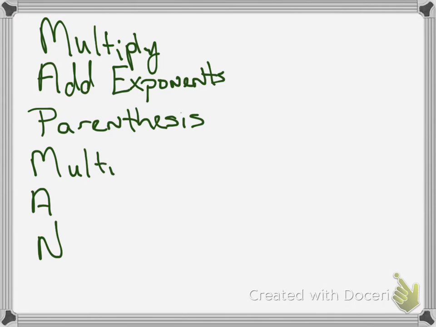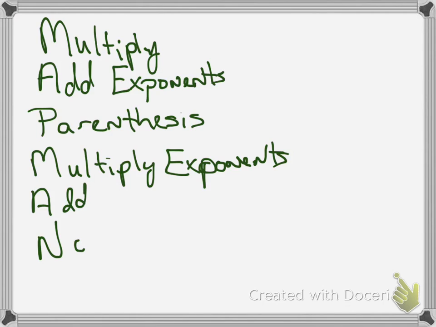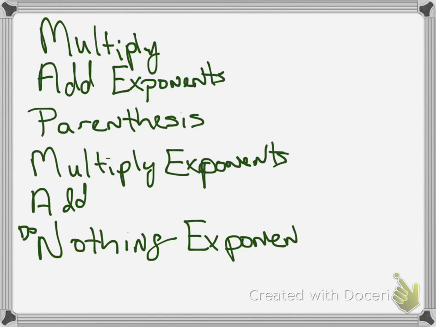And when you add, you do nothing with the exponents. That's just like combining like terms. So if I say x squared and x squared, I get 2x squared. I don't get x to the fourth. Anyways, the main part there is focusing on the multiplying and the parentheses. So let's get to our first set of examples.